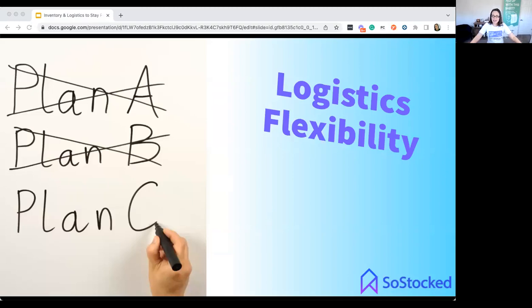All right, let's talk logistics. Logistics flexibility. This is really important to understand. We actually had someone on the last webinar say they applied this system several months ago and have not stocked out since. The point is you need to have multiple different plans and multiple different strategies. You need to have a plan A, B, C, and D, and even E, and we'll talk about what those plans are.